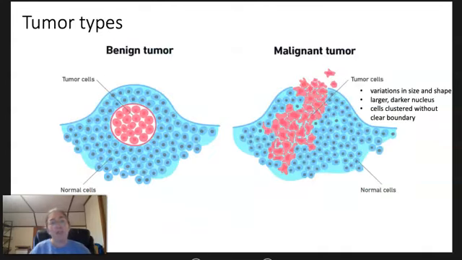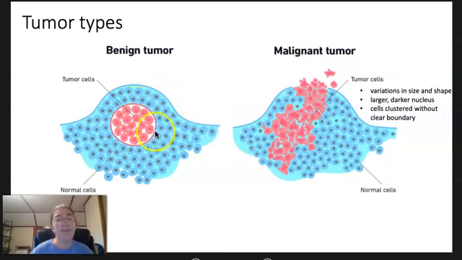Not all neoplastic disease, though, is cancer, is malignant. There are really two types of tumors. Whenever you have a neoplasm, you have this uncontrolled growth, you end up with a tumor.